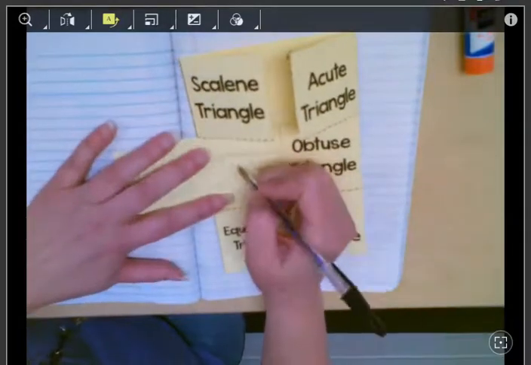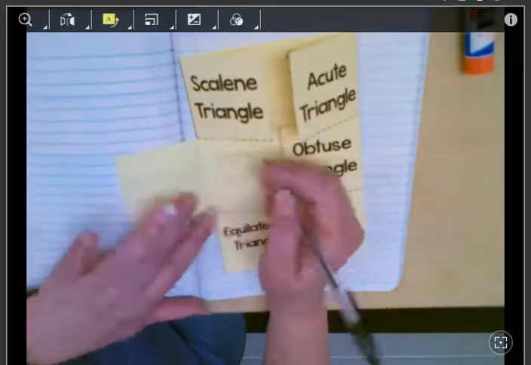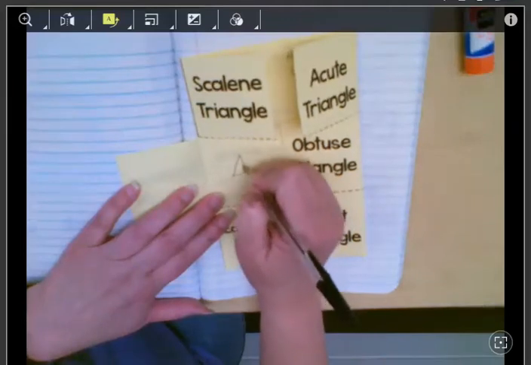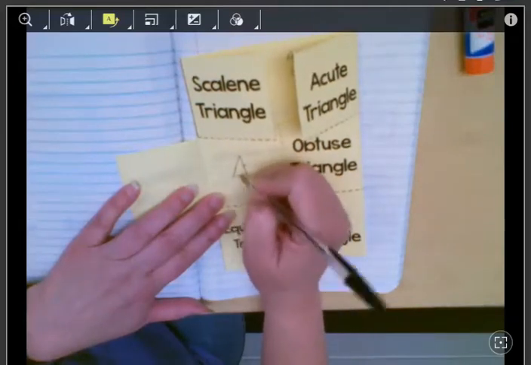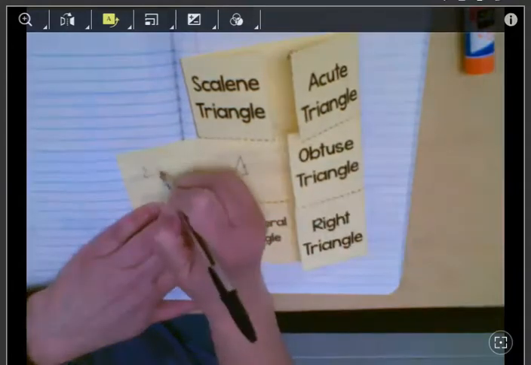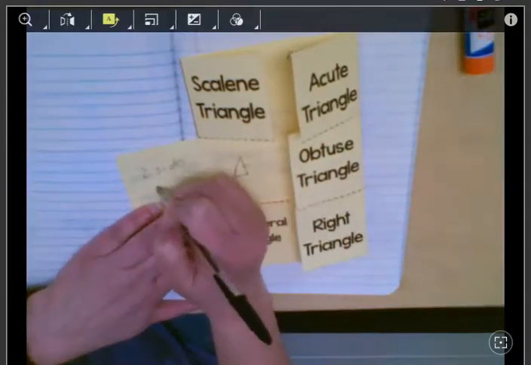So then on an isosceles triangle, two sides are exactly the same, and you can show that by putting a tick mark. So these two are exactly the same size, even though they might not look like it with human error. So two sides are equal.